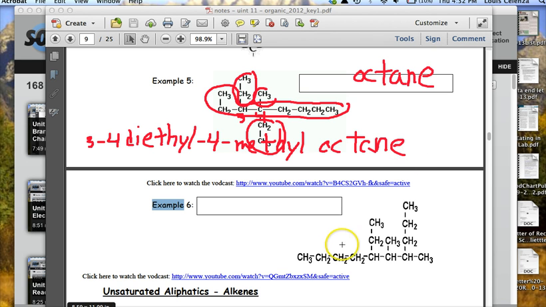Alright, so let's look at this last one here. It's already getting to be too long here. I'm going to speed this up a little bit. So this is going to be the longest chain. It's 1, 2, 3, 4, 5, 6, 7. Oh boy. Let's try it again before my computer runs out. 1, 2, 3, 4, 5, 6, 7, 8, 9, 10. That's going to be the last part. The parent chain is decane. Ew.